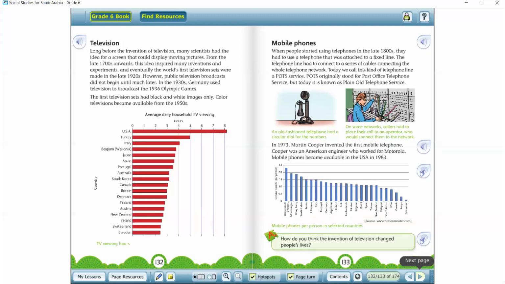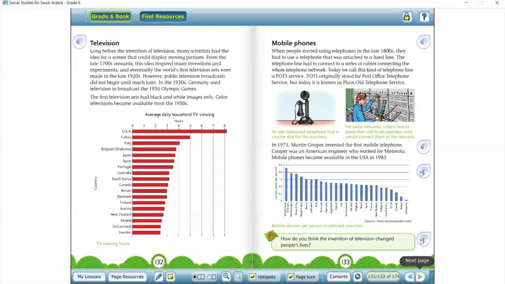Then on page 133, it's based on mobile phones. There were no cell phones years back. These cell phones you have now, where you play games, do everything, WhatsApp and social media, there were no cell phones a long time ago. That is about the mobile phones, when they were discovered and how long it took. And there's another graph there about the mobile phones. It shows the countries on one side, and on the other side, it shows the cellular phones per person, as you can see there.